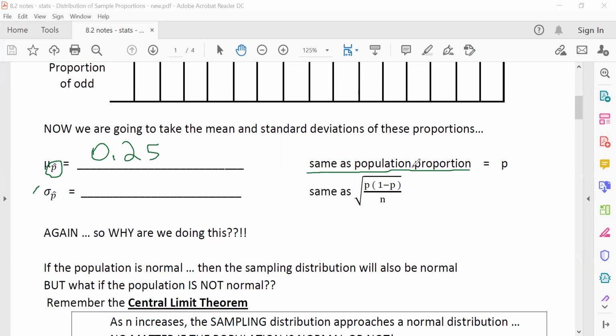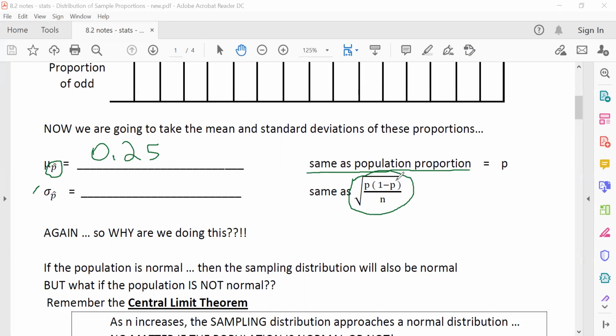The sample standard deviation is just going to be this really weird formula. It's going to be the population proportion times 1 minus the population proportion, divided by the sample size, and then we take the square root of that whole business right there.